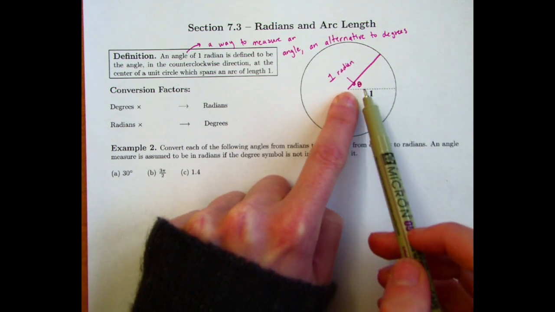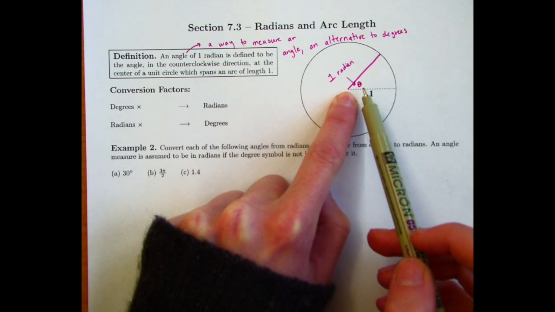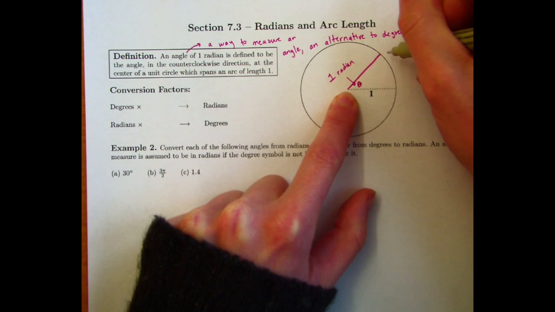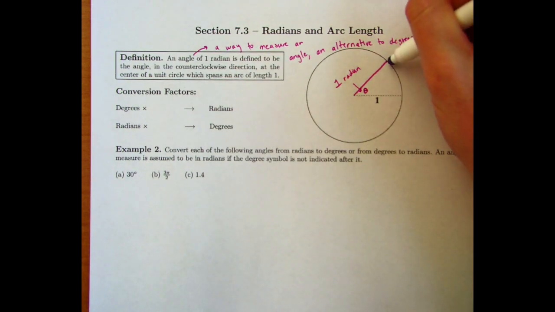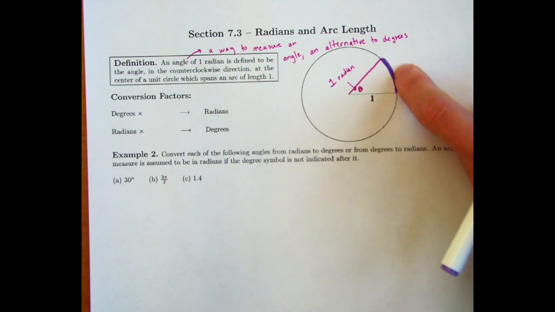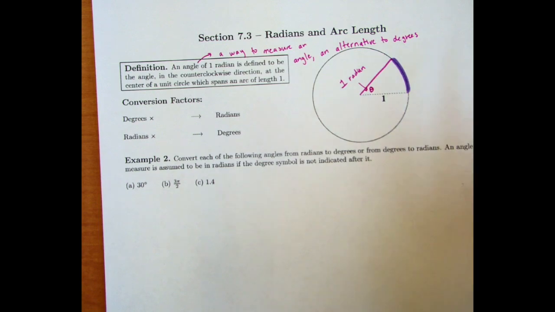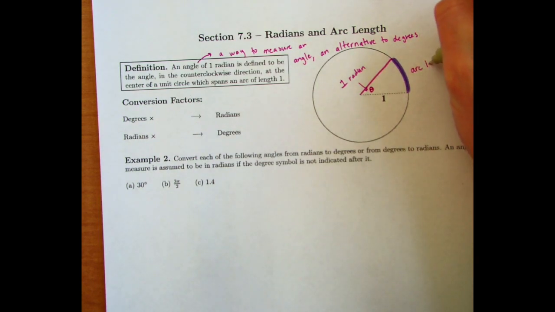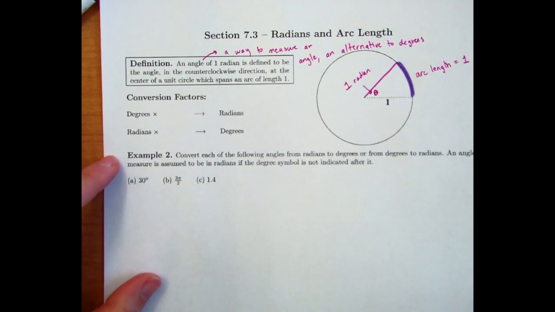So what makes this angle right here 1 radian? 1 radian in a circle would be the angle which creates an arc length of 1. So by arc length, I mean the piece of the circumference, or like if this was a pizza, the arc length would be like the crust of the pizza or the outside of the circle. And 1 radian is what's going to create an arc length equal to 1.